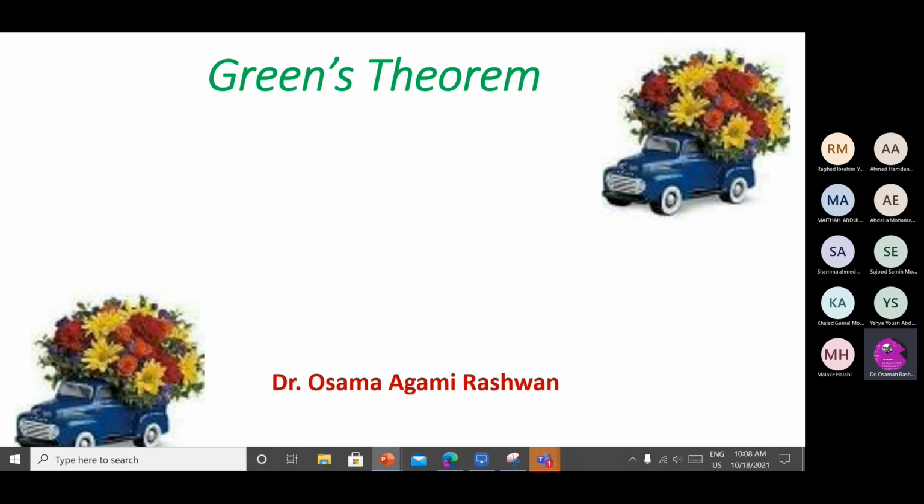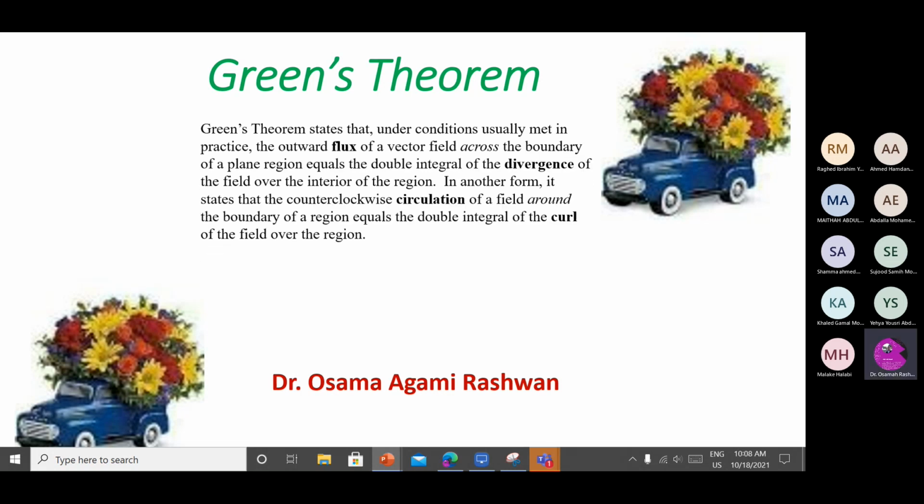Now we will go for our mission for today. This is Green's theorem. What's Green's theorem doing? Green's theorem will link the line integral with the double integral, right? This is the main point, and this integration you can find in something called flux, if you have heard about the flux of a vector field. So you link the divergence of the field over the interior of the region by using the double integral of this divergence, right?